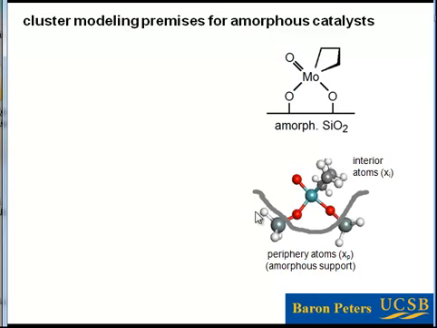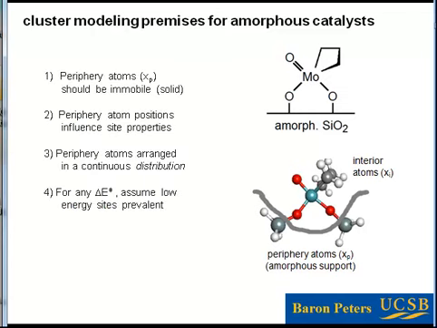It's gotten too far away from the center of our reaction to be able to say for sure where these atoms should go. So we're going to call these atoms down here the periphery atoms, and the atoms inside this region where the reaction is going to be occurring, we're going to call them the interior atoms. Now we can establish a couple of guidelines for modeling these things.